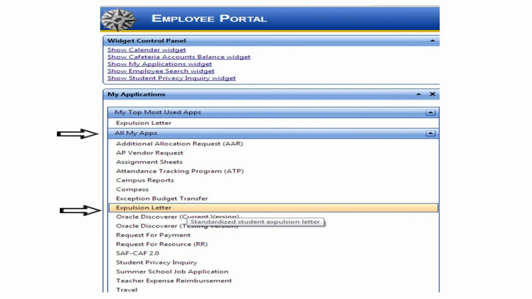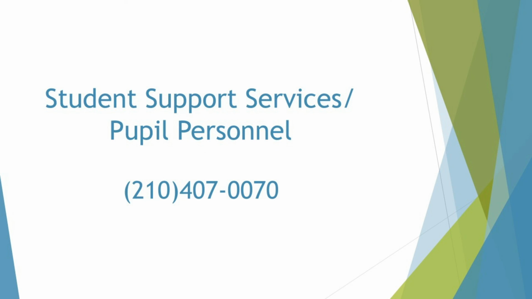If you are not sure if an incident requires a referral to PPS, discuss with your fellow administrators, principal or CBC, and hearing officer. I hope this information has helped and you have a wonderful school year.